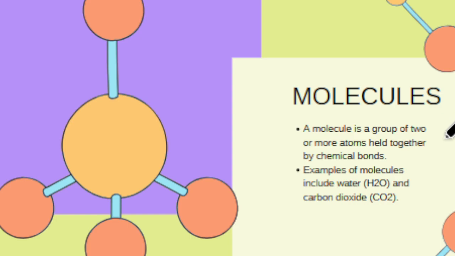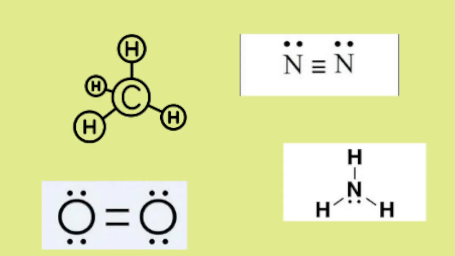A molecule is a group of two or more atoms. They are basically made up of atoms held together by chemical bonds. Where atoms are bonded by chemical bonds, they are called molecules. Some basic examples are H2O and CO2. Okay, I take more examples. The first example is CH4, where two types of atom are present, carbon and hydrogen, bonded together to make CH4.